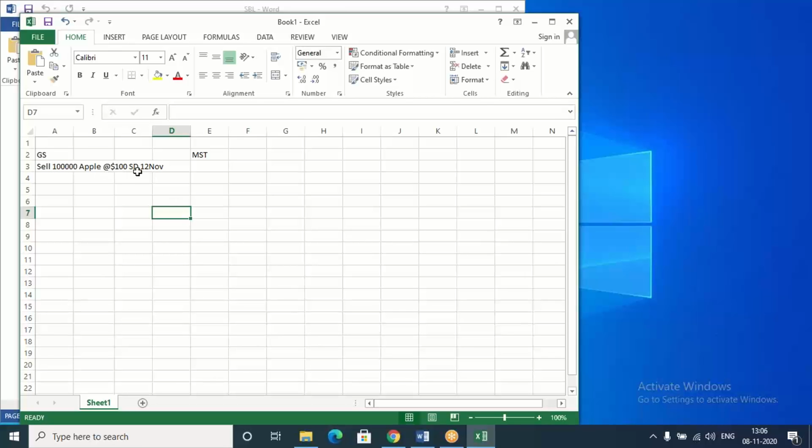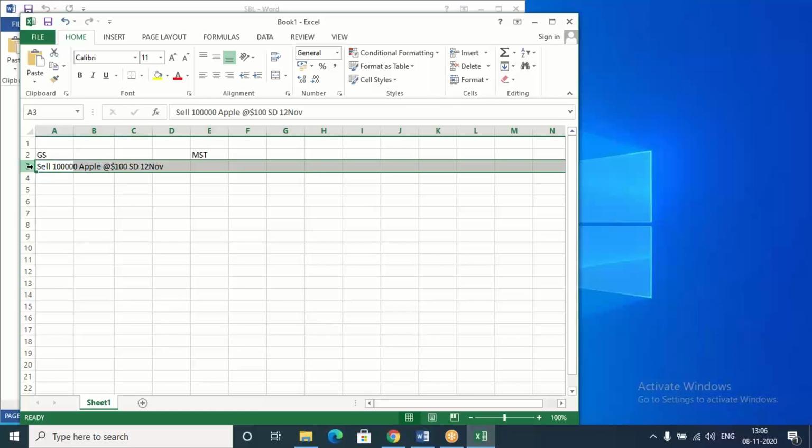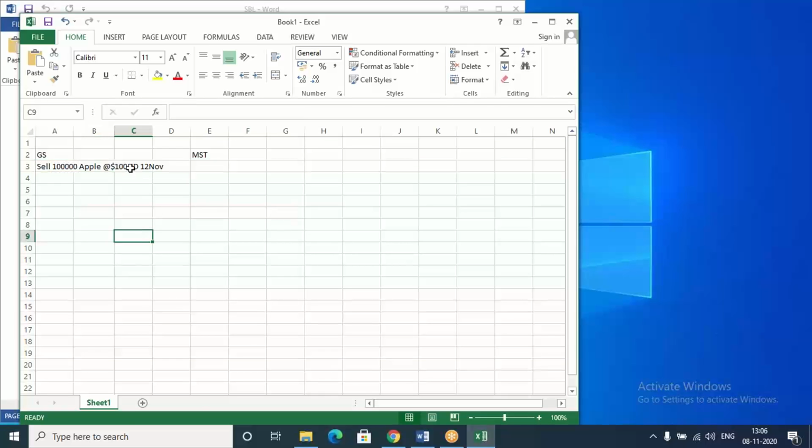Okay. Now it's the 12th of November. Ideally, GS would have delivered these 100,000 Apple shares and Morgan Stanley would have paid them 100 into 100,000. But on settlement date, this trade has failed because GS doesn't have 100,000 Apple shares to deliver. So as of the 13th, this is called a failed trade. Everyone with me so far? Okay. Let's say this trade is still failing, and it is the 18th of November.